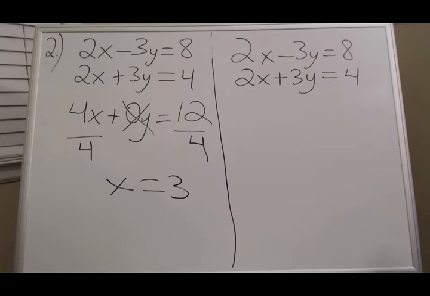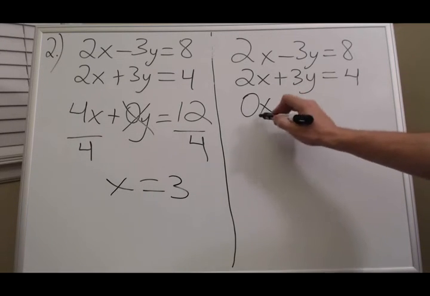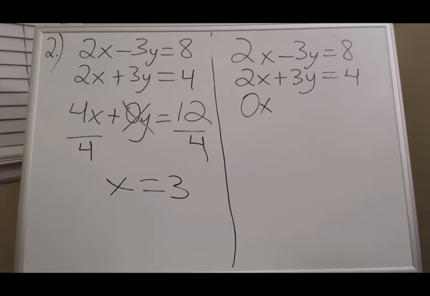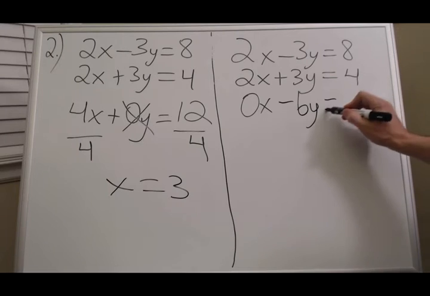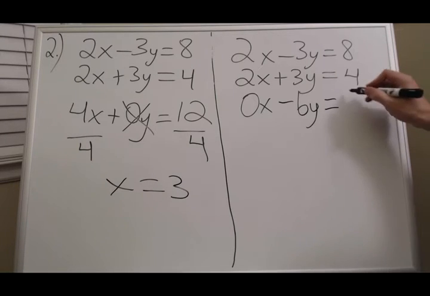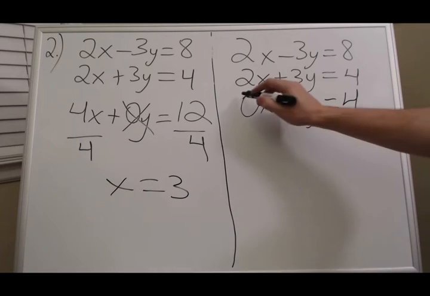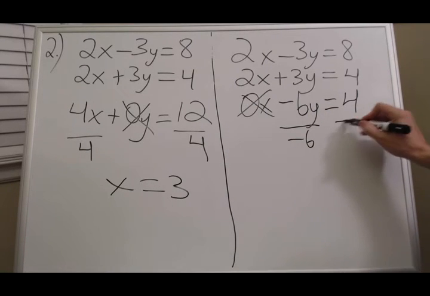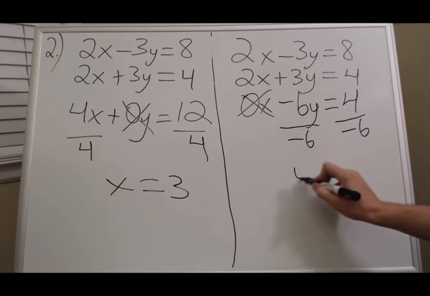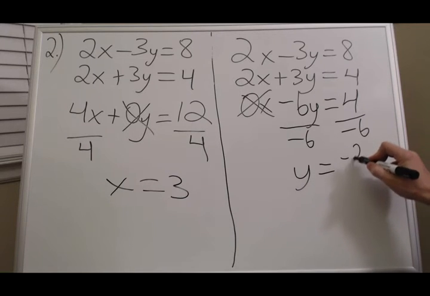On the right, if I take 2x minus 2x, that gives me 0. Negative 3y minus 3y gives me negative 6y. And 8 minus 4 gives me 4. The 0x cancels out. I can divide both sides by negative 6. And if I reduce, I get y is equal to a negative 2/3.